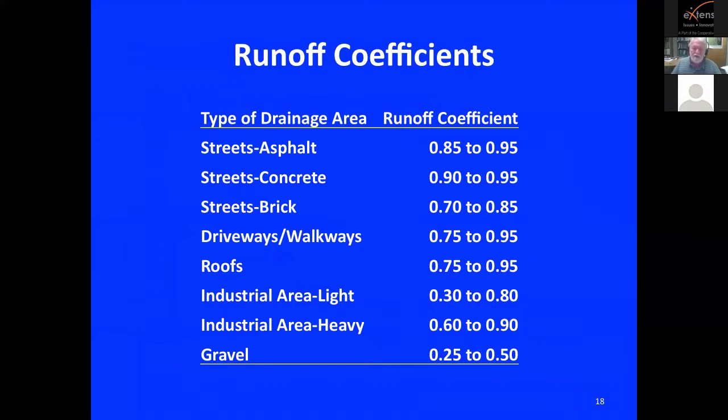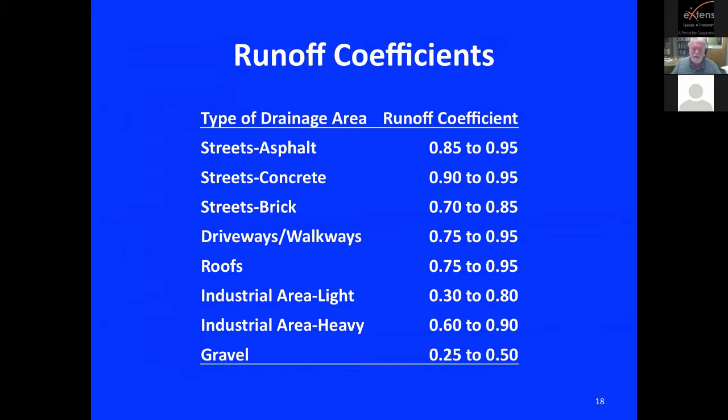These are runoff coefficients for the rational method. It talks about the type of drainage area and the coefficient. When we're looking at streets and asphalt, the coefficient is 0.85 to 0.95. If it's streets that are concrete, it's 0.90 to 0.95. And if you think about that, asphalt is a little bit porous, concrete is a lot less porous, and what we're seeing, these numbers in the right-hand column, are essentially the percent of rainfall that gets converted to runoff.